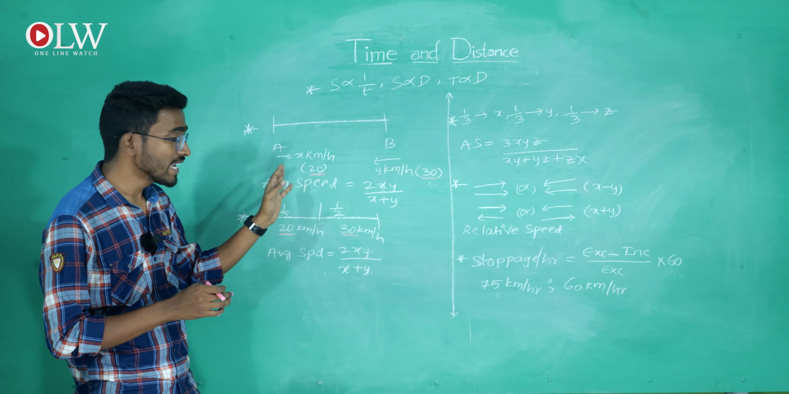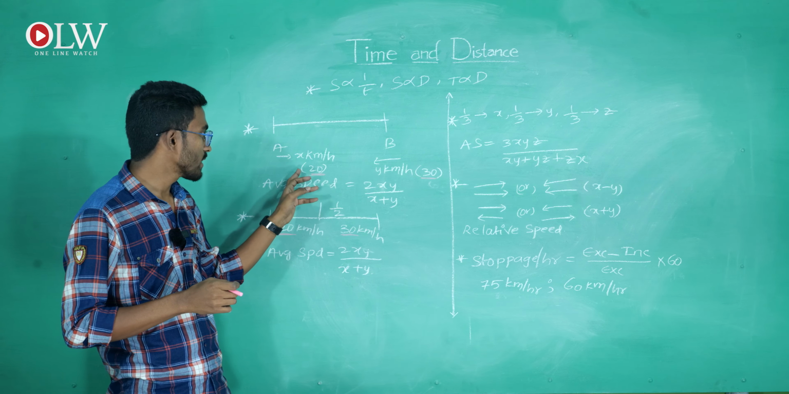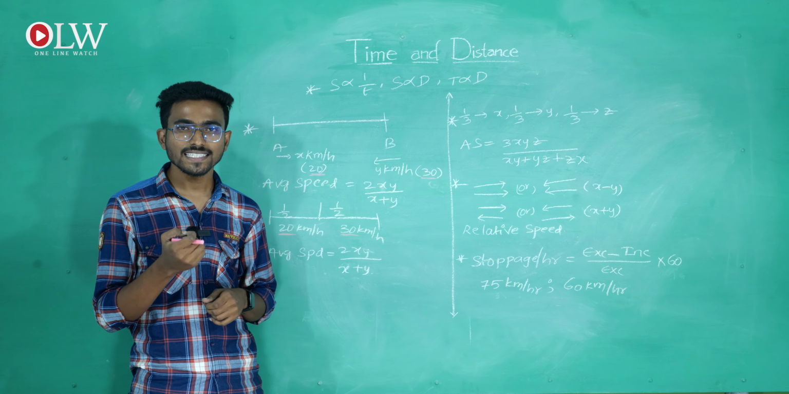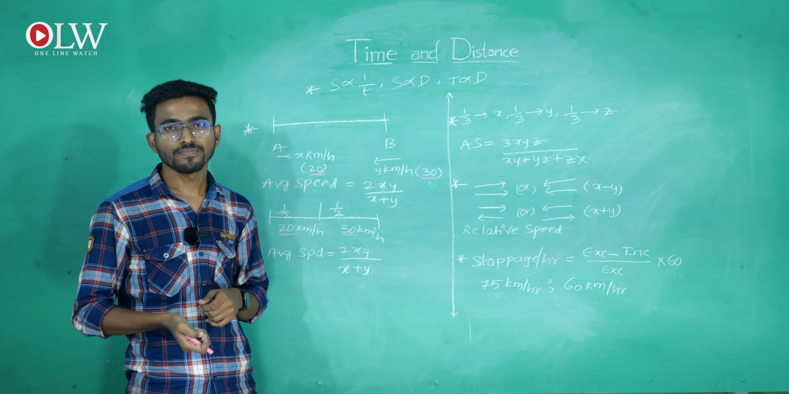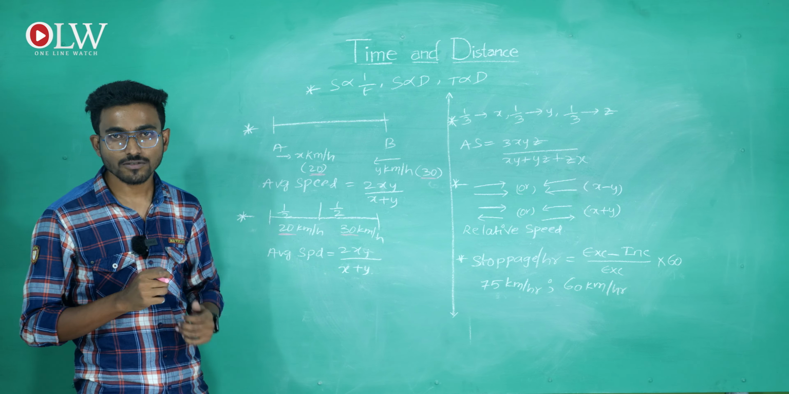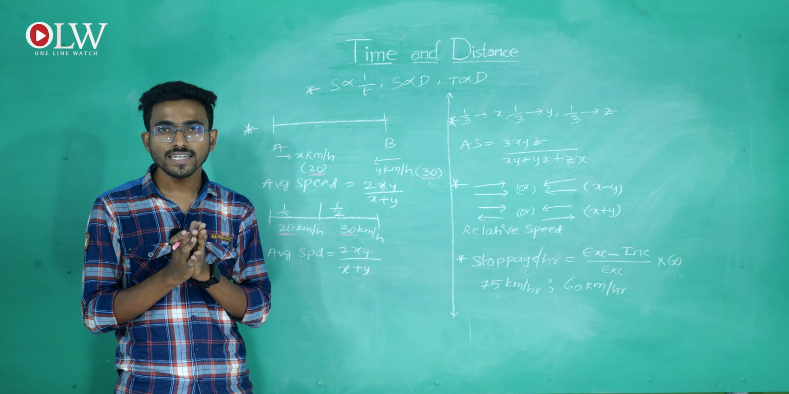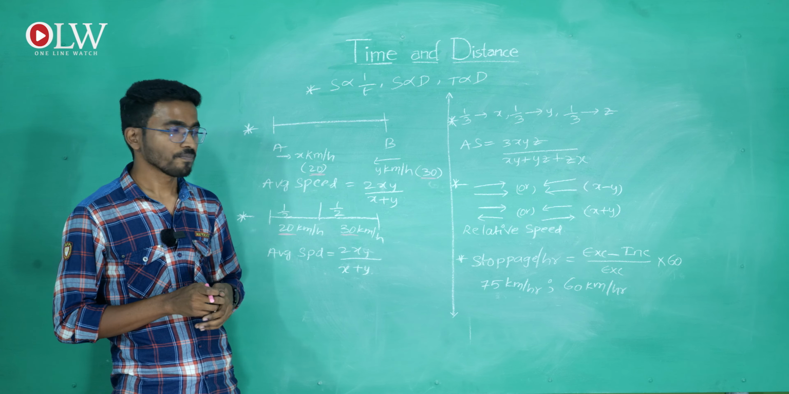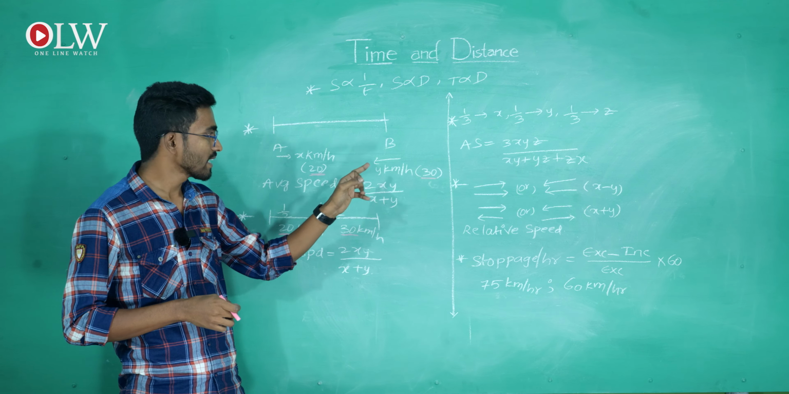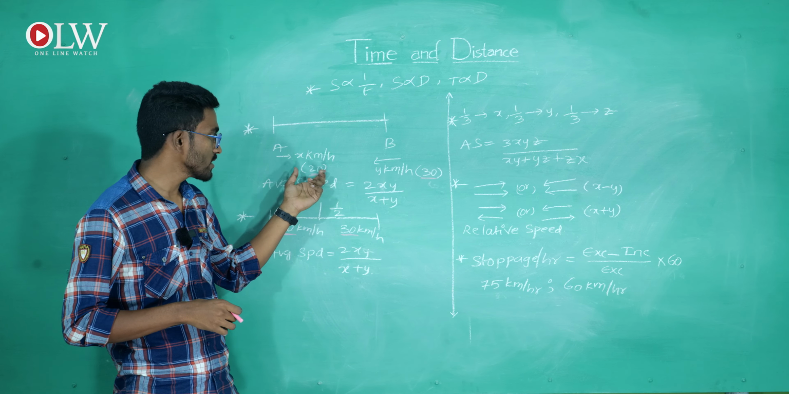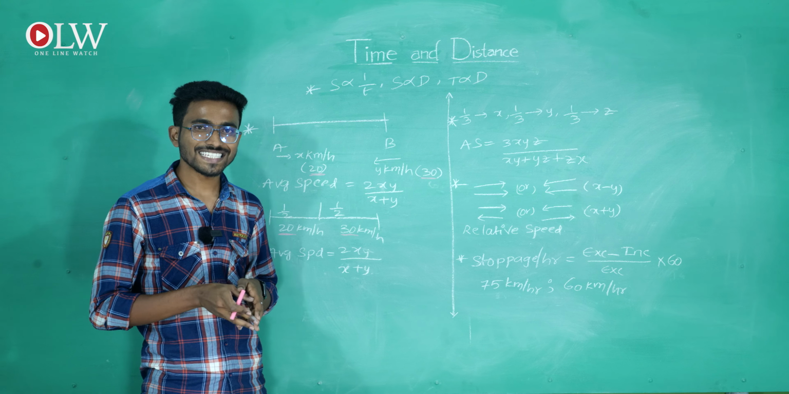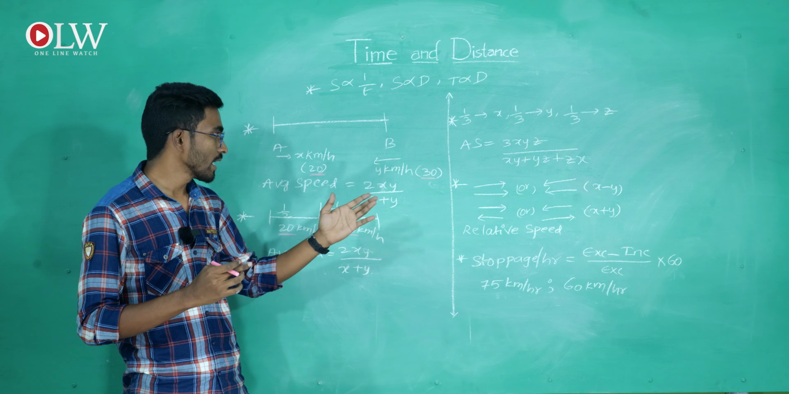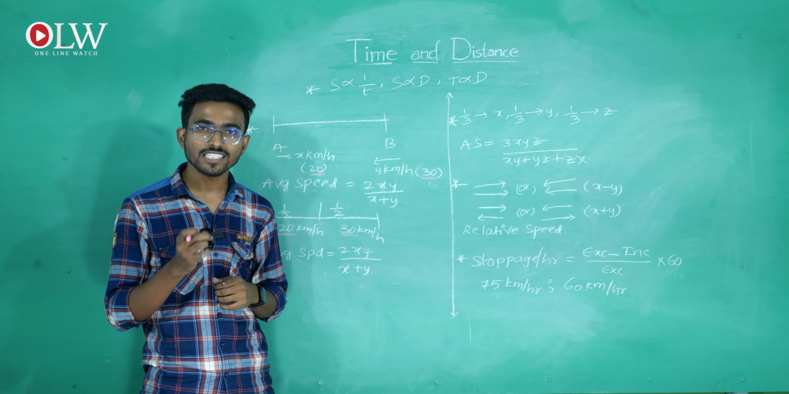See here, if a person travels at x kilometers per hour and returns at y kilometers per hour, when the distance is the same with two different speeds, the average speed is 2xy by x plus y. That means two different speeds with the same distance. See this is the chart, right? This is the starting point A and this is the ending point B. Suppose Ramu is the person, he travels 20 kilometers per hour from A to B and returns at 30 kilometers per hour. Then what is the average speed?